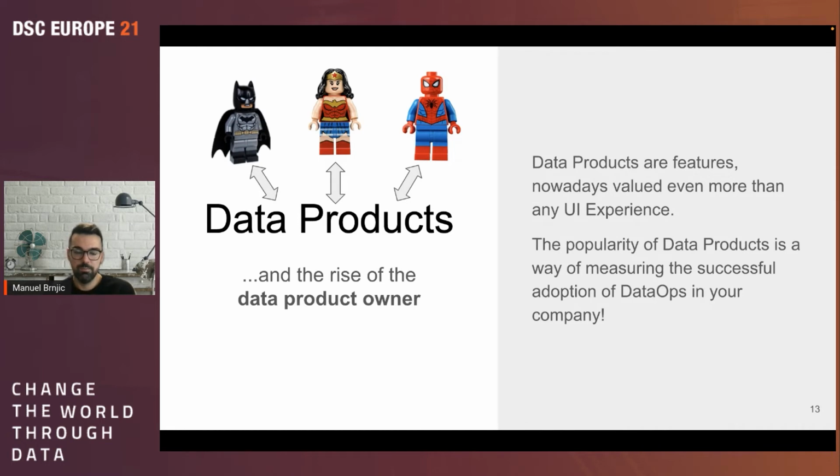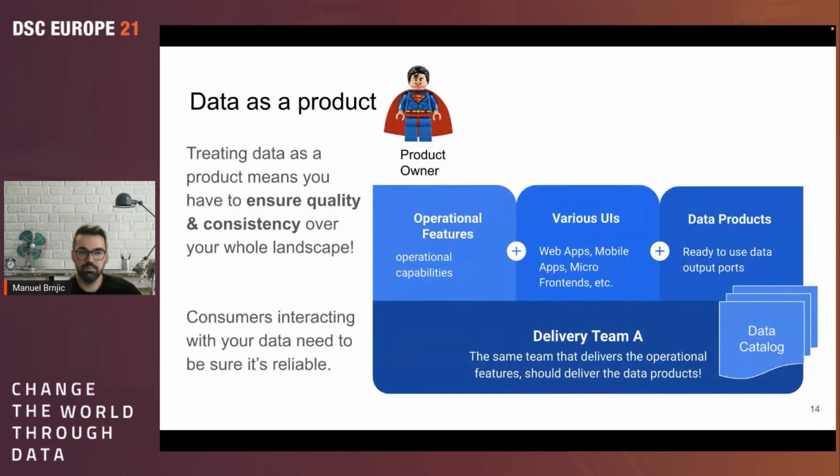So, to my point of view, the popularity of data products is also a way of measuring the successful adoption of DataOps in your company. So, if all of a sudden data products become more popular than the usual UI features in your software, then you definitely won. Then you took the next steps in becoming a data-driven company, where you value the data more, or at least to the same level as real UI features of your application. So yeah, what does this mean? That's a summary basically of what I just said.